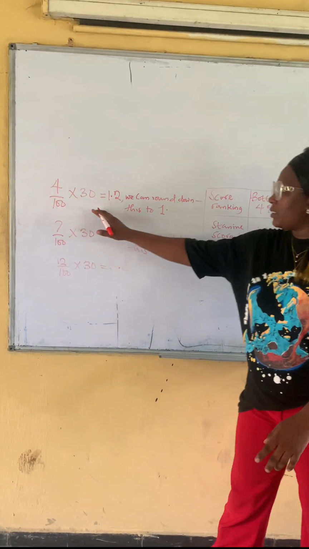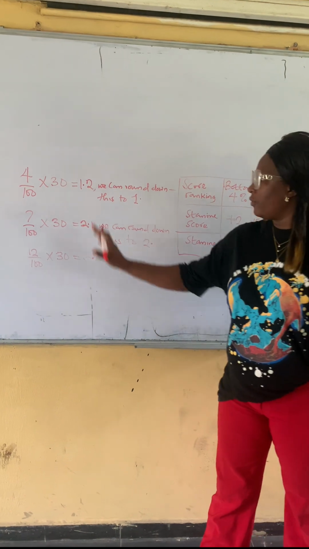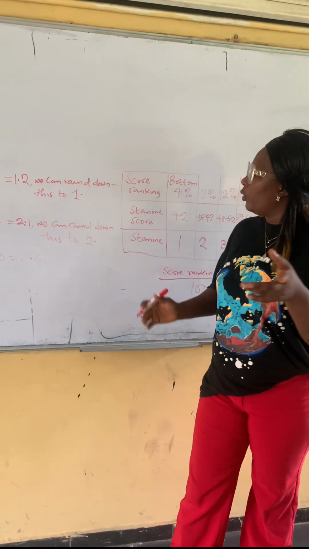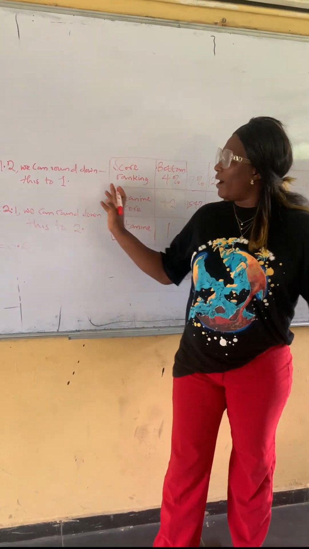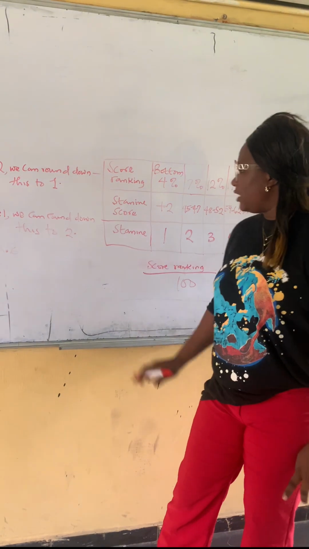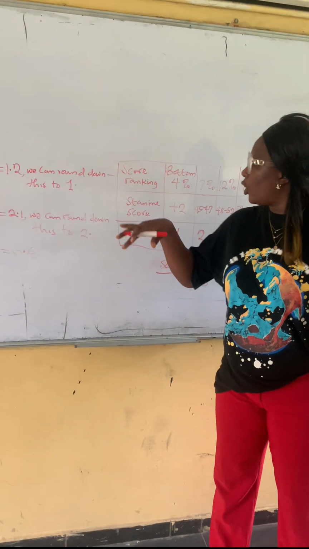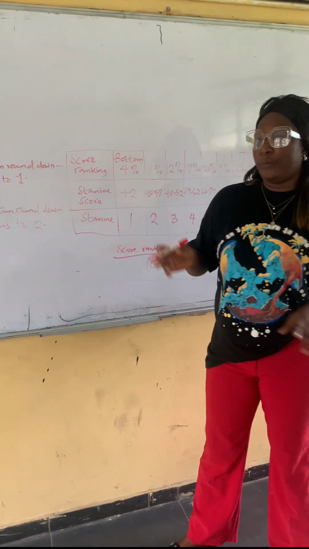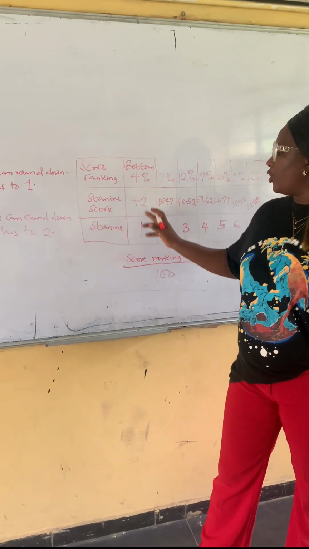4 over 100 times 30, that is 4 divided by 100 multiplied by 30. So we have 1.2. You will agree with me that we can't have 0.2 of a student. That is why we have to round down to 1. That's how we derive our Stanine 1. So the score at the bottom of our score ranking was 42. So the student that has 42 will be in Stanine 1.